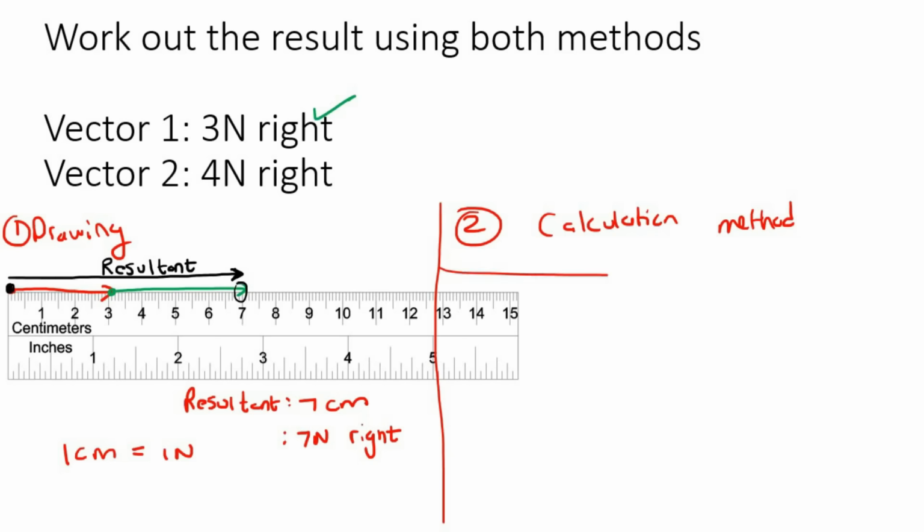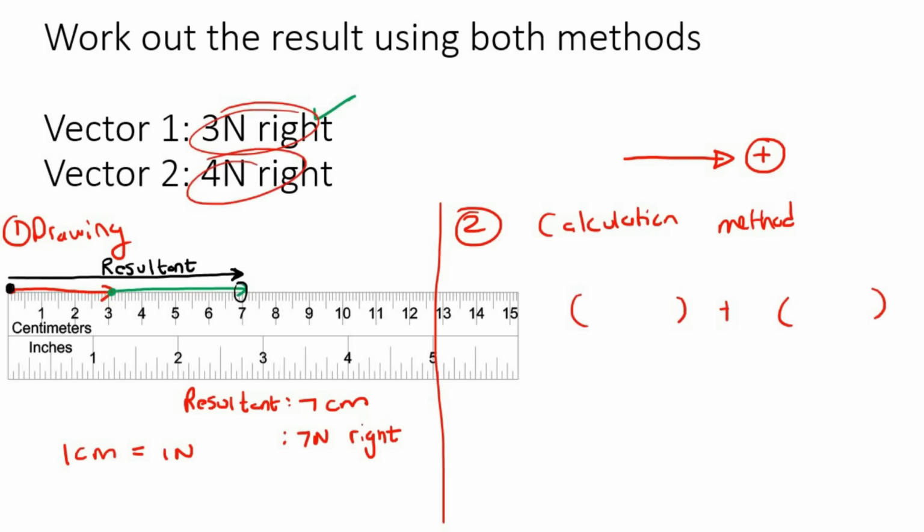Okay, now when we use the calculation method, you need to choose either right as positive or left as positive. If it was up and down, then you would either choose up as positive or down as positive. So I'm going to choose going to the right as positive. Then I add both of them together, but they're both going to be positive numbers because they're both going to the right. So you're just going to do it like that. And if you calculate that, that'll give you 7 newtons. And it's a positive answer. And you chose right as positive. So you're just going to say to the right.